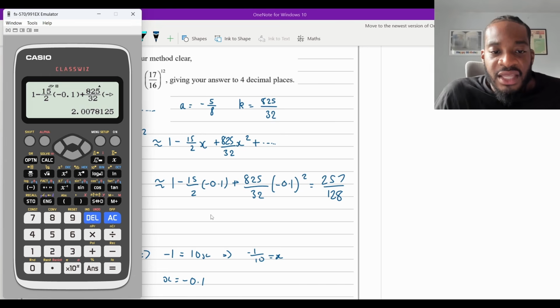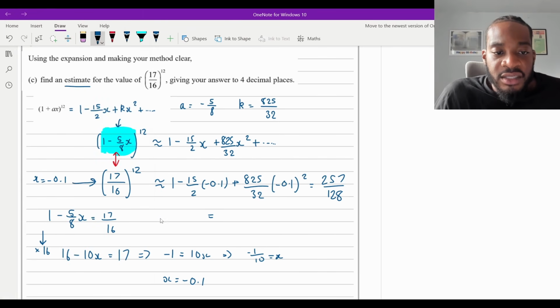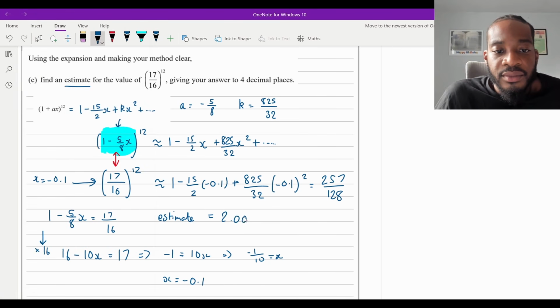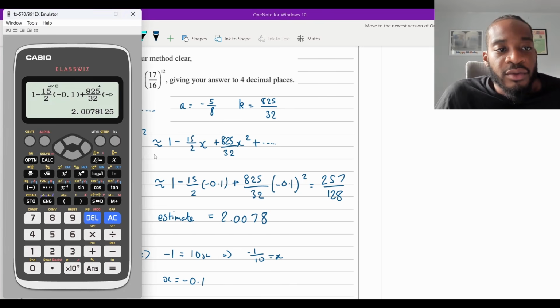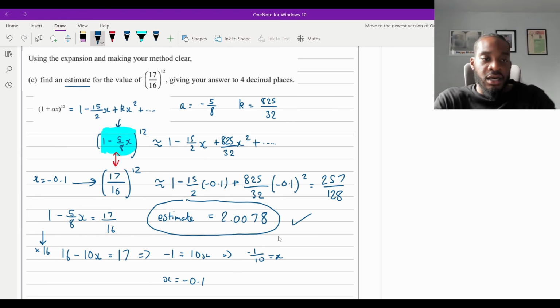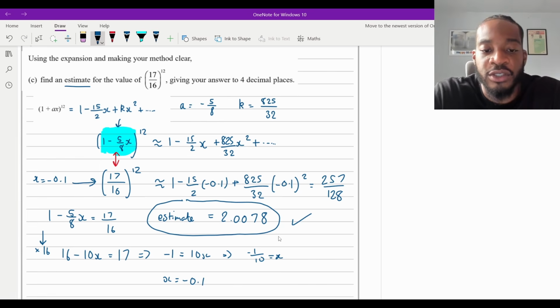So therefore we can say then that an estimate to 4 decimal places is going to be 2.0078, isn't it? 1, 2, 3, 4. Yeah, perfect. And that is it. That is essentially how you calculate an estimate with these types of questions.